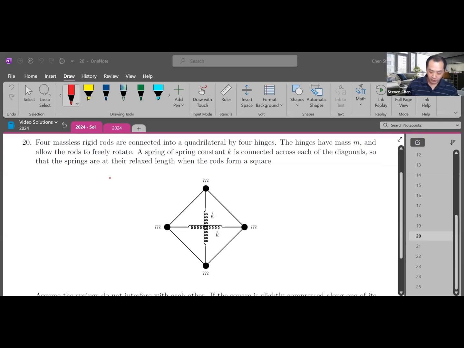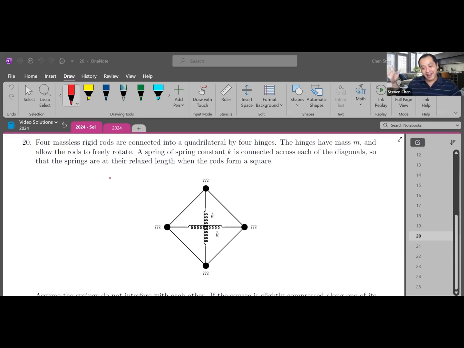Now let's look at 2024 F equals ma problem 20. This problem gives us the following system. We have four masses, four M's, connected through the rods. So basically, they form, in general, a rhombus. But in equilibrium, it's a special rhombus, it's a square.